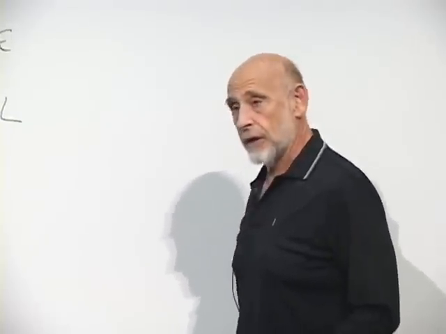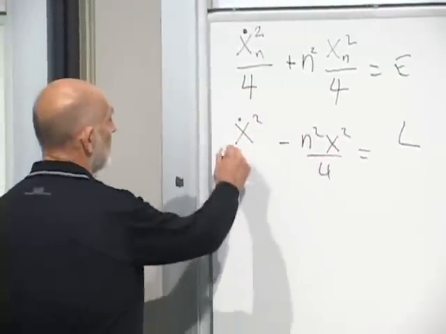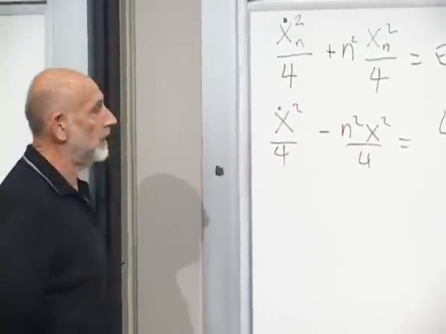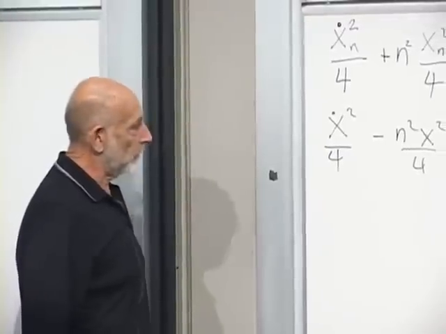We want to do quantum mechanics. The way to go to quantum mechanics is to first construct the Hamiltonian and then do some tricks with it. Let's first construct the Hamiltonian. I'll remind you, oops, this is over 4. Somebody should have corrected me. You all fail. x dot squared over 4.